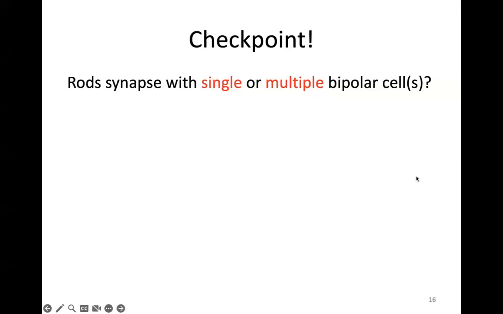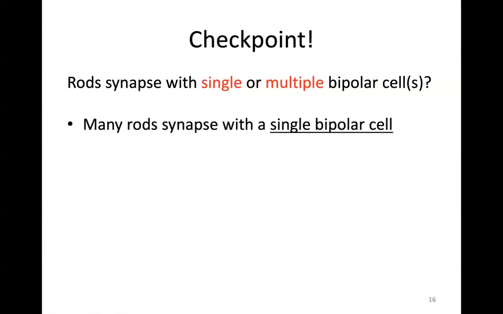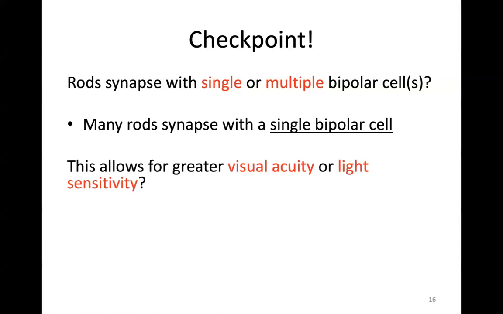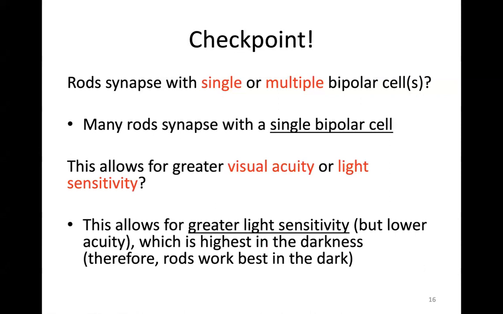So do rods synapse with single or multiple bipolar cells? Many rods synapse with a single bipolar cell. Now, does this allow for greater visual acuity or light sensitivity? This allows for greater light sensitivity, but lower visual acuity. And light sensitivity is highest where? In the darkness. Therefore, rods work best in the darkness. Why? Because they have that one special pigment, which is bleached in the light, but is efficient in the dark and stimulates the rods in the dark.